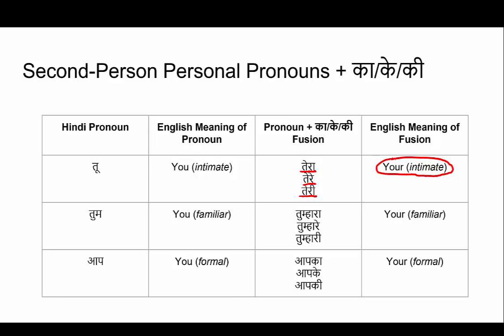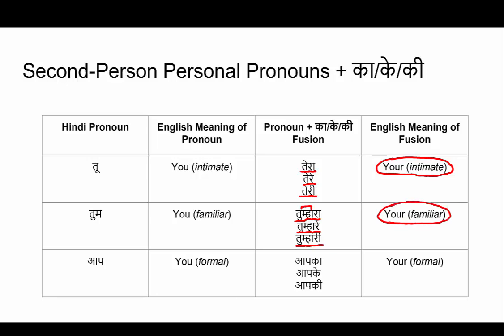Like tu, tum also fuses with ka, ke, and ki to form tumhara, tumhare, and tumhari, respectively. And notice the half letter ha on each of these fusions. All of these fusions also mean your, but you should use it when referring to a familiar individual.